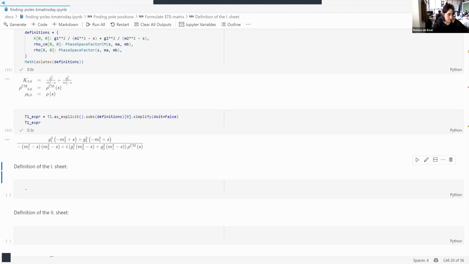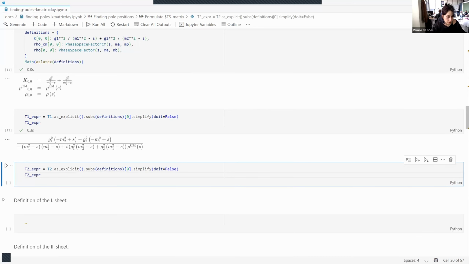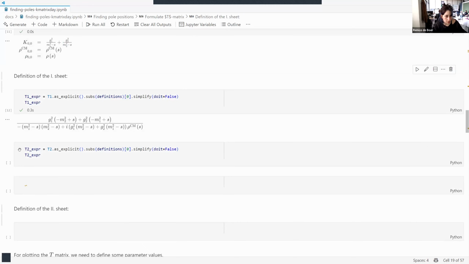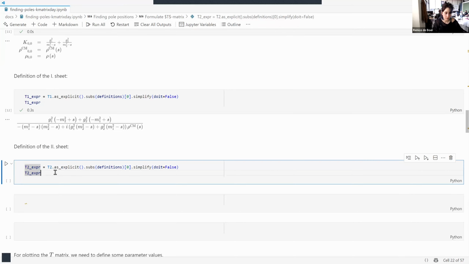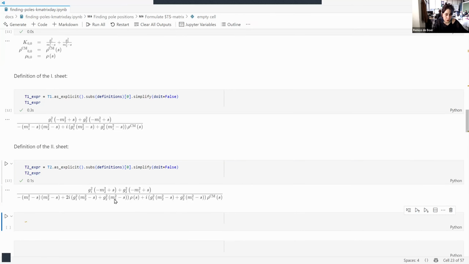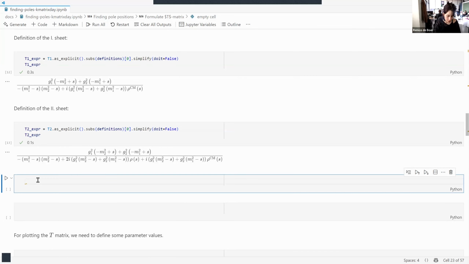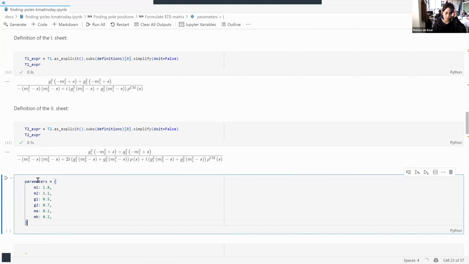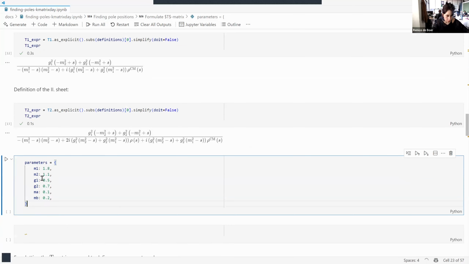I'm also doing this for the second sheet. My description is a bit messed up here, so I will quickly drag this up. So let's run it for the second sheet. And then nice, I have the definition of my second sheet, so the T function for my second sheet. So now we want to put in some explicit values. I will define now a set of parameters which were given to us before. These are the parameters. Again, these we already know.